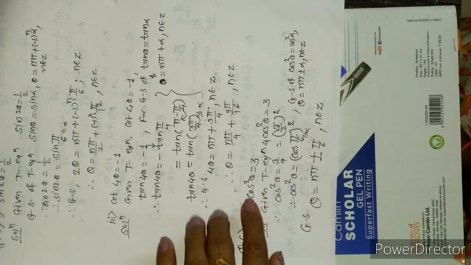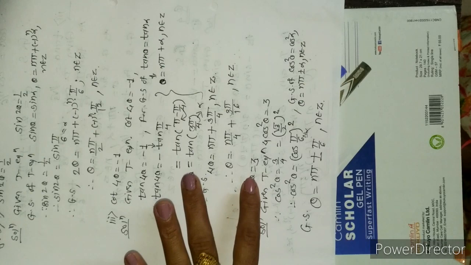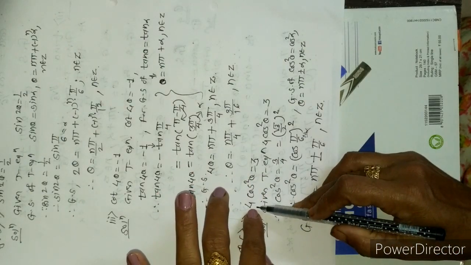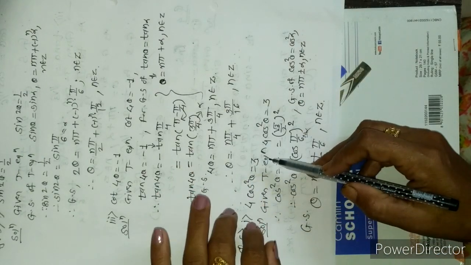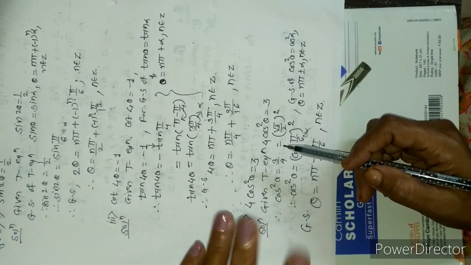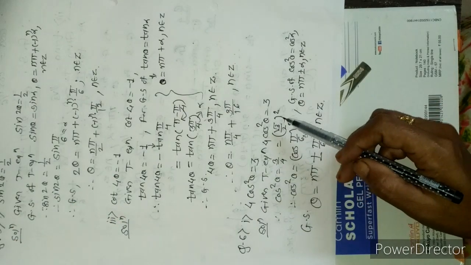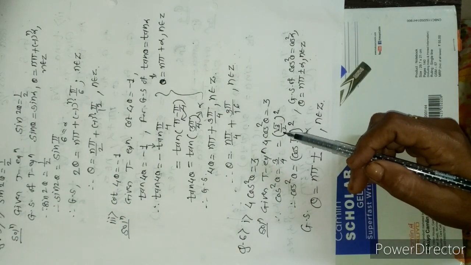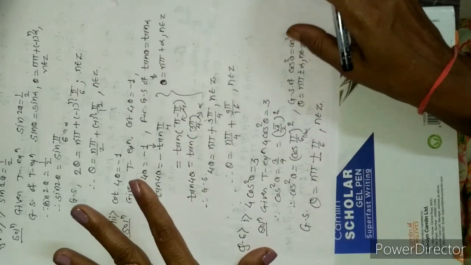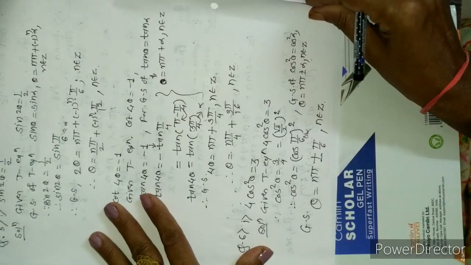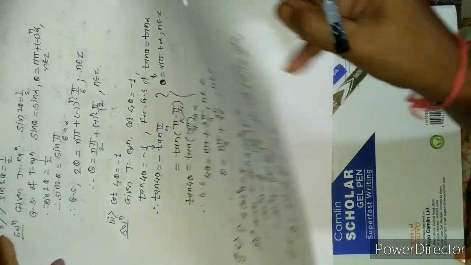Instead of this question, we may take the coefficient as 2 and 1, that is cos square theta is equal to 1 by 2. So again cos theta is equal to 1 by root 2. Again, 1 by root 2 will be the value for the cosine of the angle pi by 4, that is 45 degrees. So you only have to compare with the values of the trigonometric ratios. Now we take the next question.